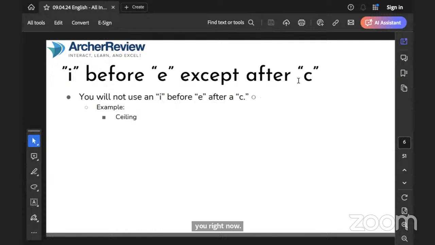except after C. Most of us probably heard this growing up. So if in a word you have the letters I, E, and C being used together, and they're going to be located together within that word, then you would put the I before the E if it was following the regular rule. However, if there is a C present and all three of them are going to be together, then you would not put the I first. You would actually put the E first. So, for example, with ceiling, C-E-I-L-I-N-G.